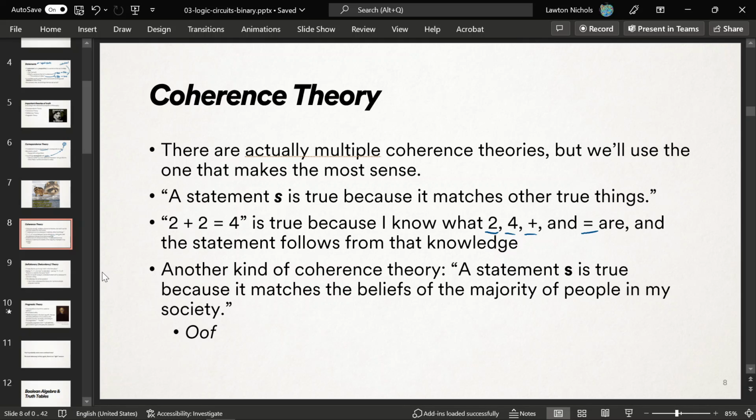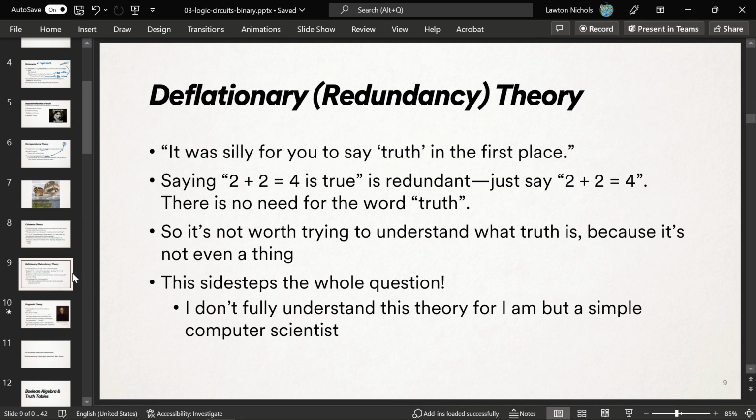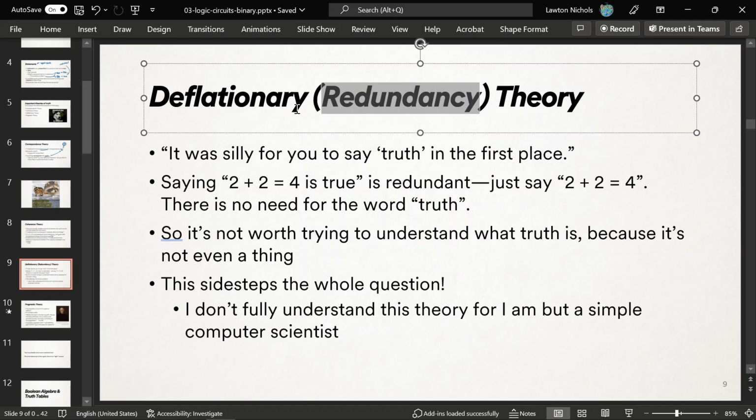So that's coherence theory. Matching something to something else, you know. Okay? Let us talk about deflationary theory. Just a bunch of weird words today. This one I understand the least, probably. So, also called redundancy theory.